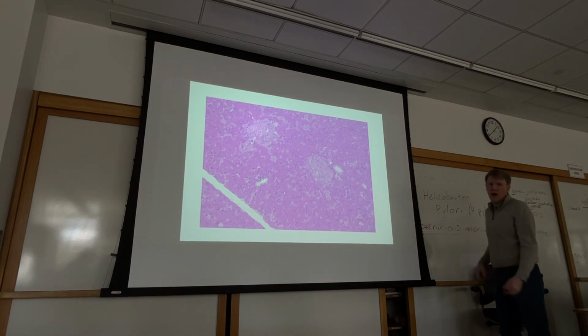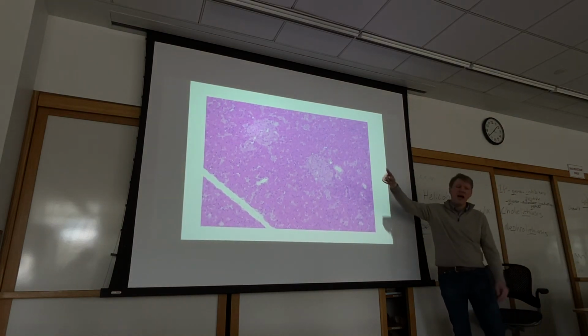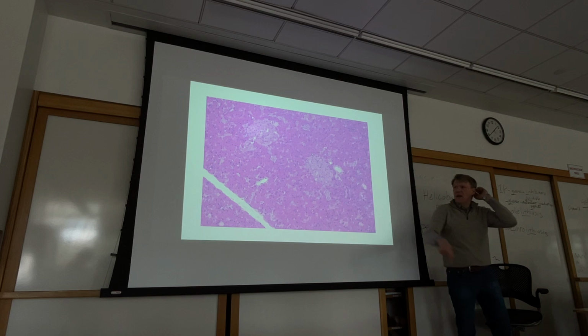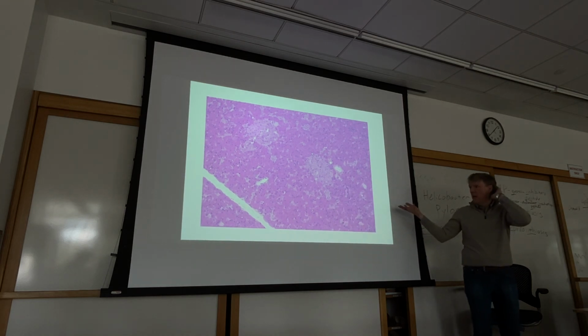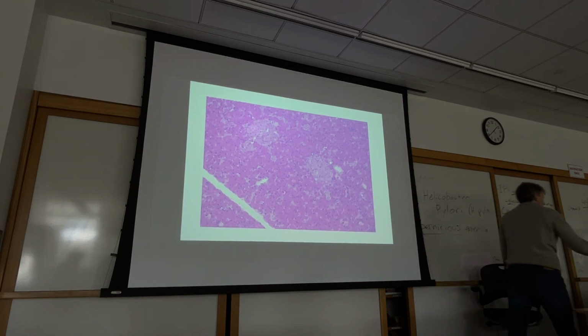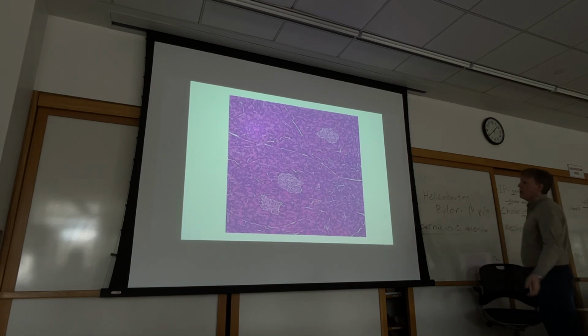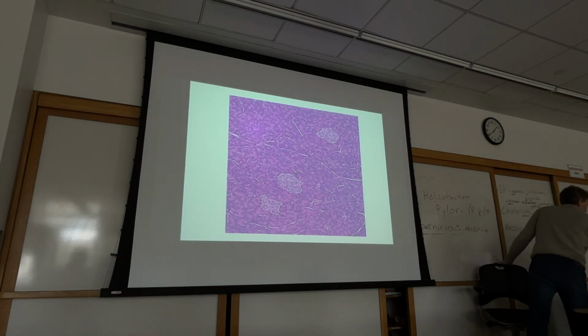This is, of course, from where? Pancreas. You see the islets of Langerhans. You see the acini. Most of it are acini, right? You have to kind of look for just to see the islets. Here's another one of the pancreas. Again, you see the islets. All the other stuff are going to be acini.